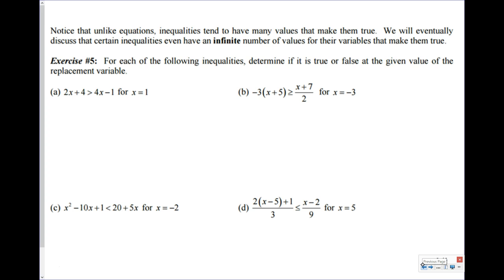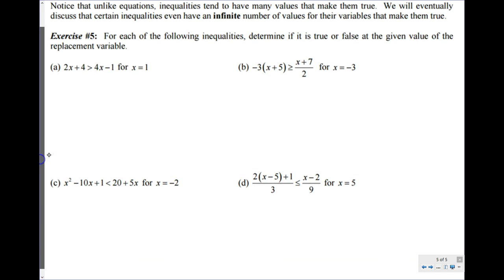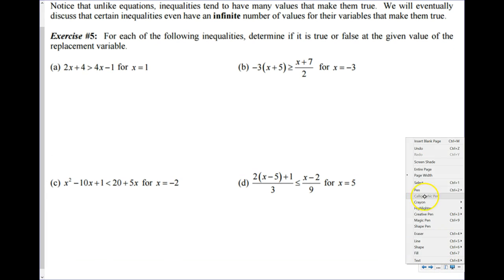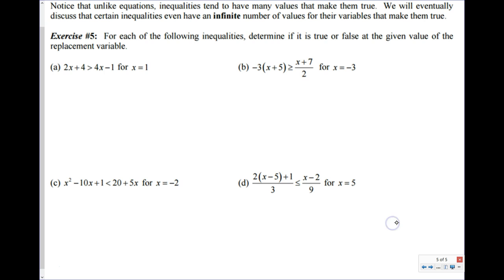So exercise 5, we're doing the same thing again. For each of the following inequalities, determine if it's true or false for the given value of the variable. So the only difference with exercise 5 is that these equations are a little bit more complicated. They're just a little bit longer and require a little bit more thinking, okay? So let's take a look at A. And again, you can pause and try these on your own whenever you like.